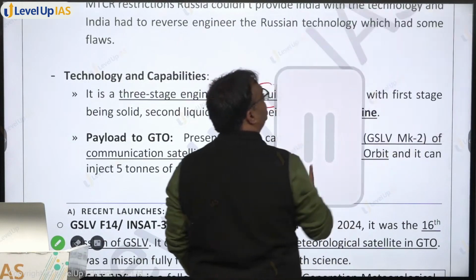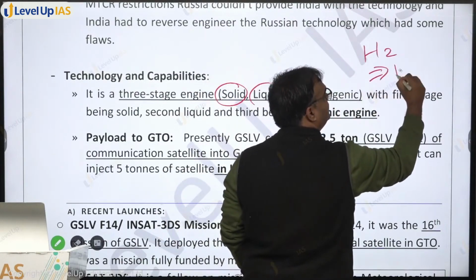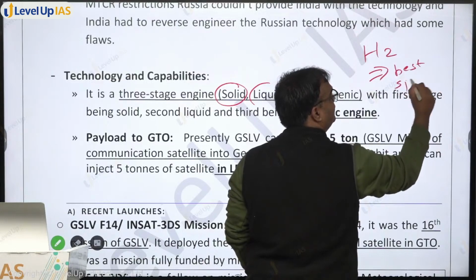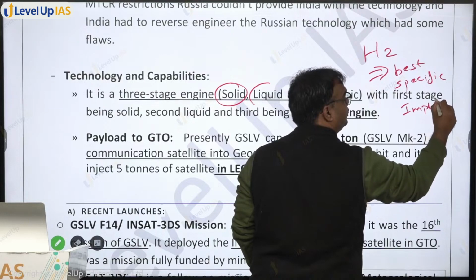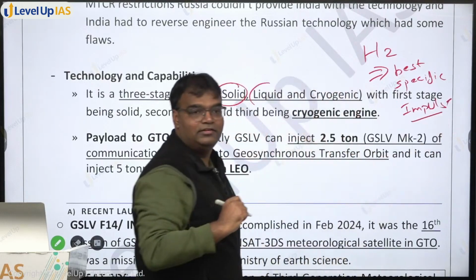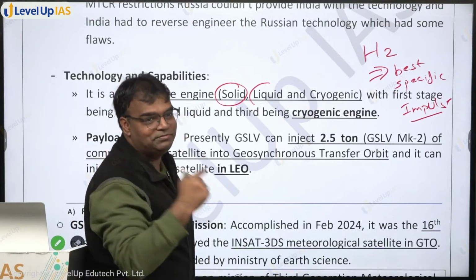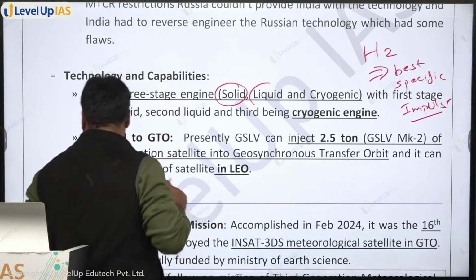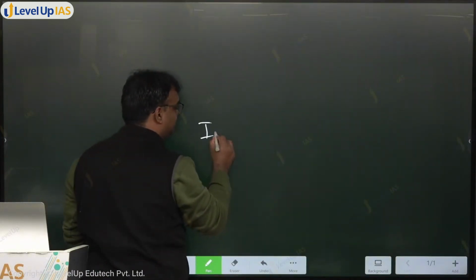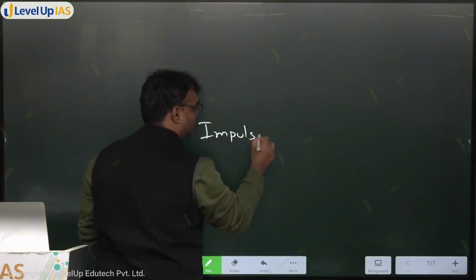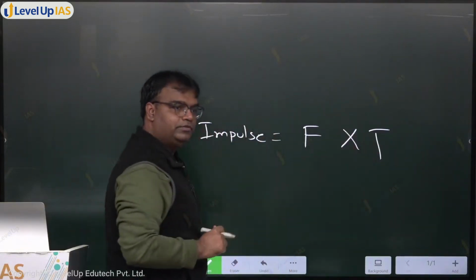Or I should rather say, hydrogen as a fuel has best specific impulse. Last stage में हमें क्या चाहिए ज्यादा? Last stage में we need more specific impulse. Now some students had doubts about specific impulse. I'll explain them again. देखो, what is impulse? Impulse is force into time. This is impulse.